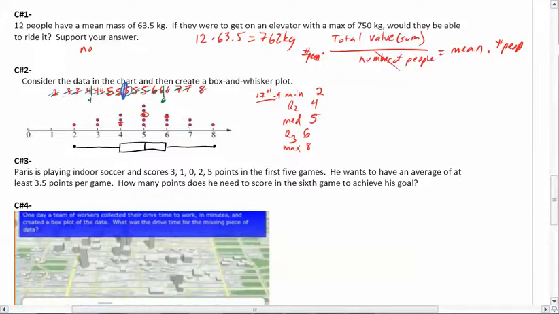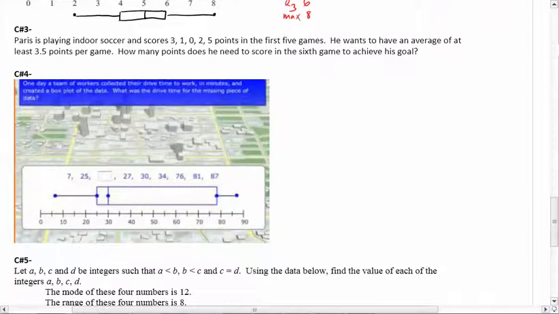So now we're going to do the third challenge problem. The third challenge problem says Paris is playing indoor soccer and scores 3, 1, 0, 2, and 5 points in the first 5 games. He wants to have an average of at least 3.5 points per game. So how many points does he need to score in the 6th game to achieve his goal?